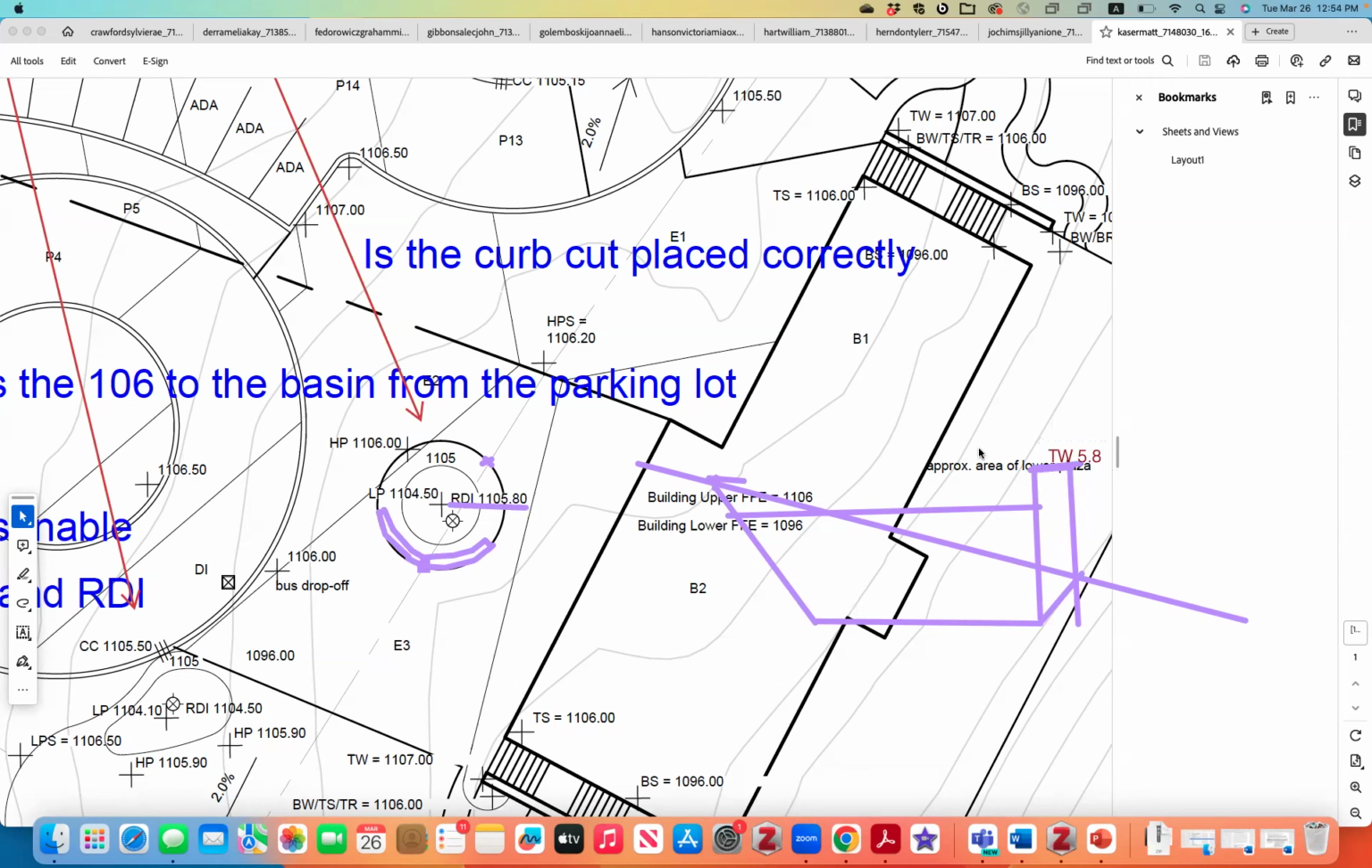So in this case, your HP is actually the T wall. So you wouldn't have an HP, you would have a T wall. And bottom of wall as well, because it's a wall, so you need T wall and B wall.